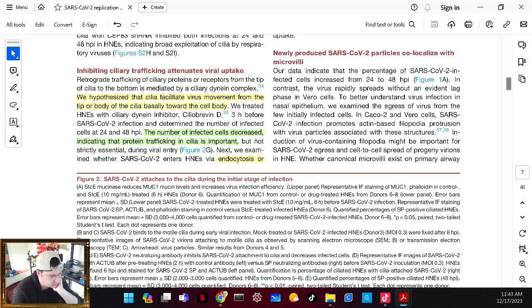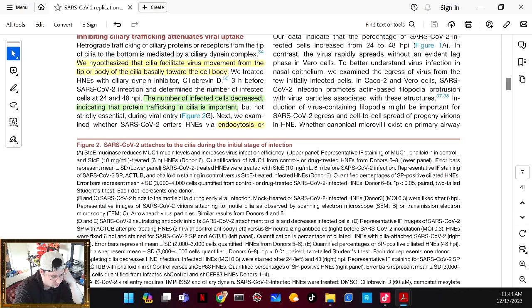So, newly produced COVID particles co-localized with microvilli. Our data indicate that the percentage of COVID-infected cells increased from 24 to 48 hours post-infection. In contrast, the virus rapidly spreads without an evident lag phase in Vero cells. To better understand virus infection in nasal epithelium, we examined the egress of virus from the few initially infected cells. In Caco-2 and Vero cells, SARS-CoV-2 infection promotes actin-based filopodia protrusion and virus particles associated with these structures. Infection of virus-containing filopodia might be important for COVID egress and cell-to-cell spread of progeny virions in human nasal epithelial cells. Whether canonical microvilli exist on pulmonary airway.